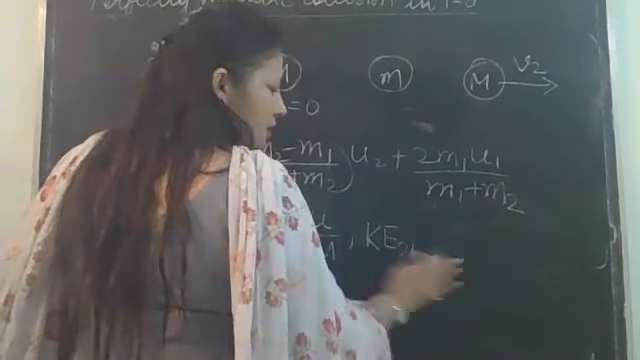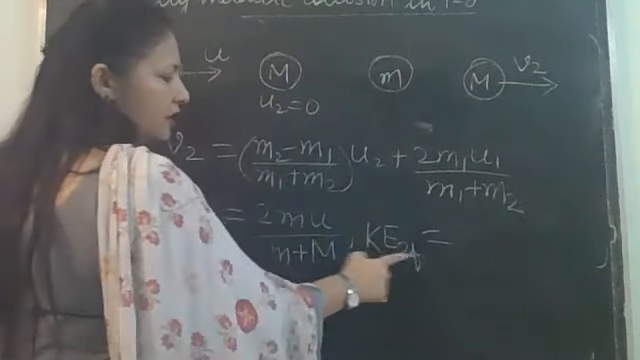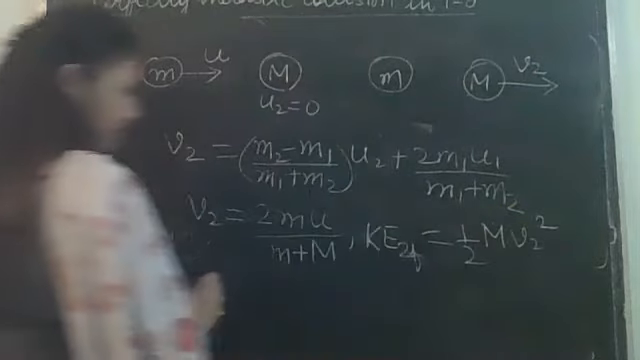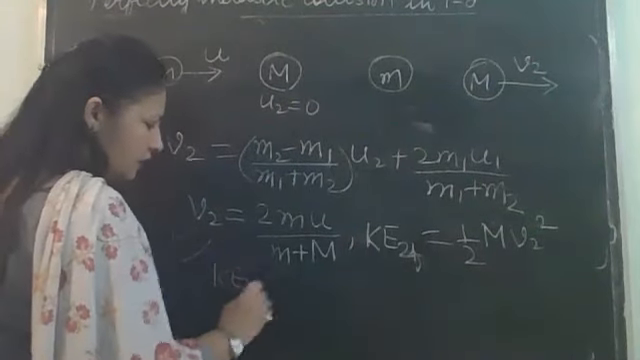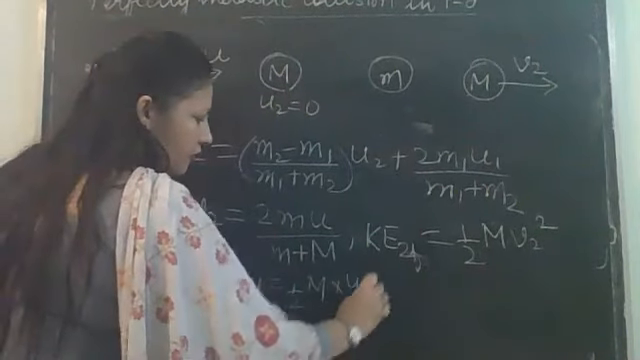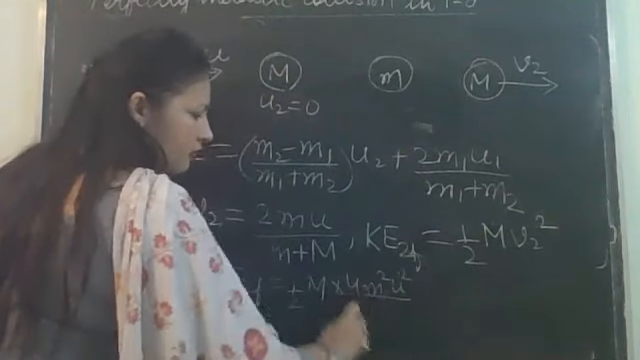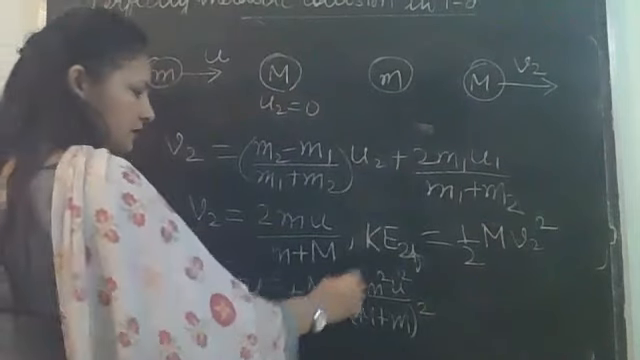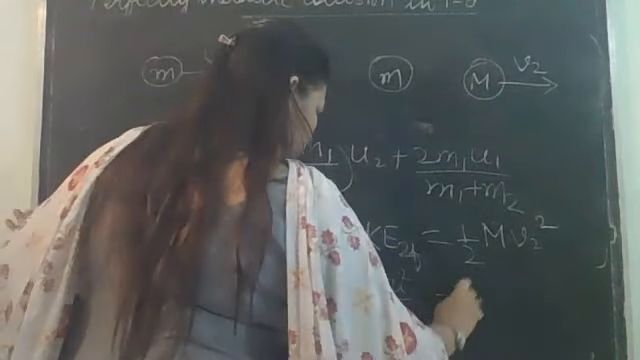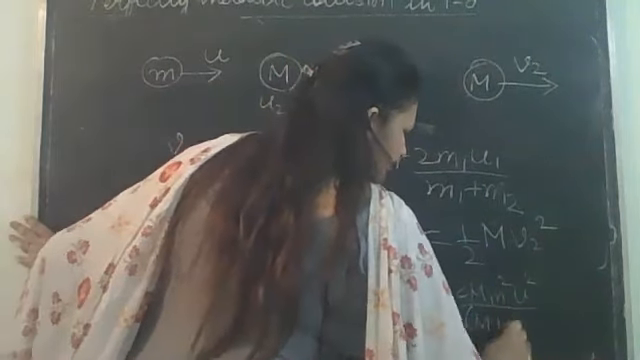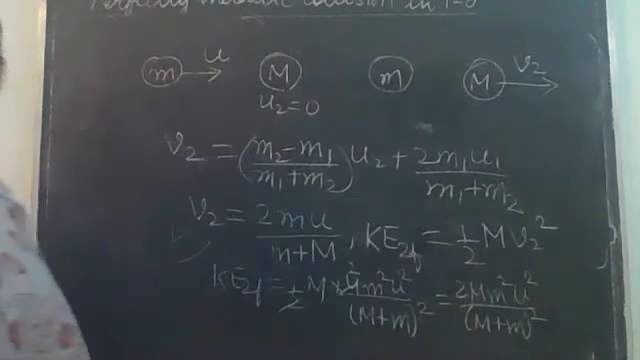The kinetic energy of the second mass finally after the collision will be half M into this velocity square. Okay, that is kinetic energy half M times the square of it. This will become 4 m² u² over (M plus m)². Right. So this becomes 2 and we have 2 M m² u² over (M plus m)². Whatever you are getting, write it.